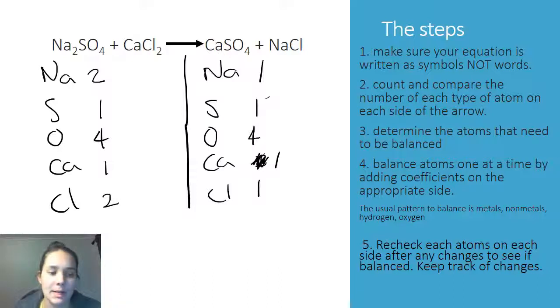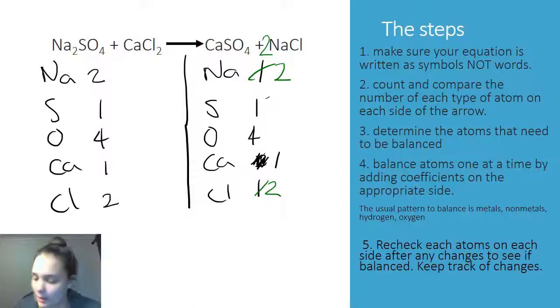So what I need to balance out are my Cls and my Nas, and I've got 2 on the left, 1 on the right, 2 on the left, 1 on the right. And on my right hand side equation, I notice that my NaCls are grouped together. So I want to go from 1 to 2. So I put my 2 out the front on my NaCl. That now becomes a 2, 2 Cl. That now becomes a 2. 2, 2, 1, 1, 4, 4, 1, 1, 2, 2.